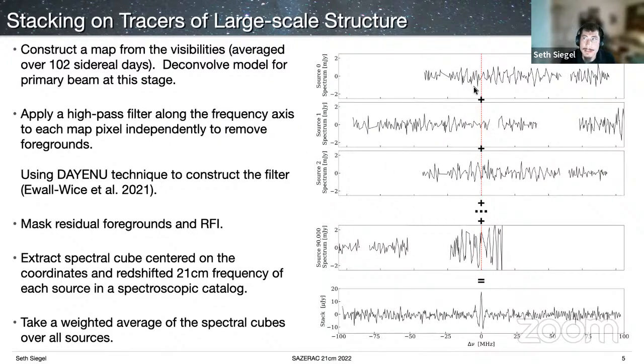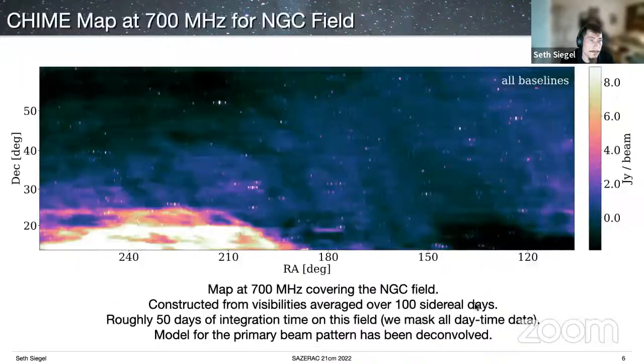The spectra are shifted so that they line up on the 21 centimeter frequency. We then perform a weighted average over sources. The noise integrates away and the average 21 centimeter emission in the vicinity of the source remains.